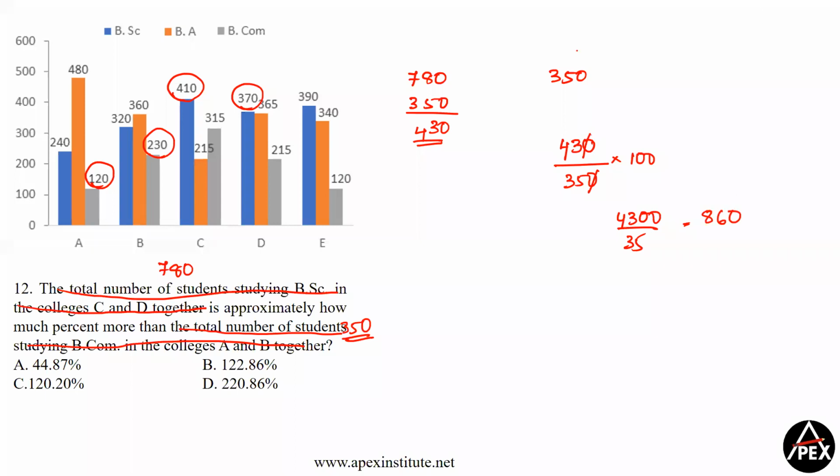860 by 7, isn't it? This is 860 by 7. So it should be near 120. So I can eliminate this. I will eliminate this. Okay.